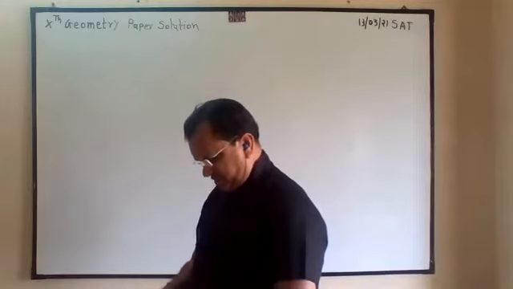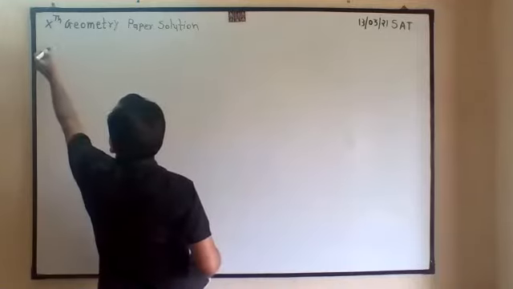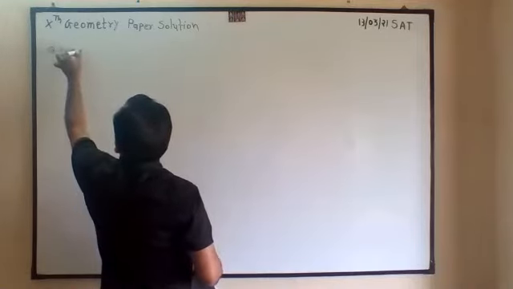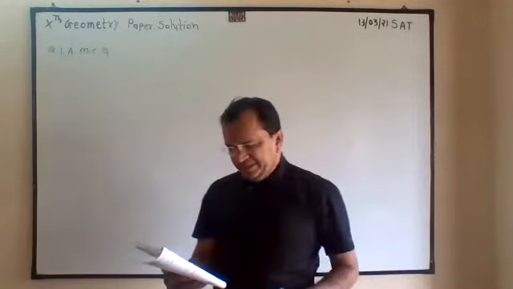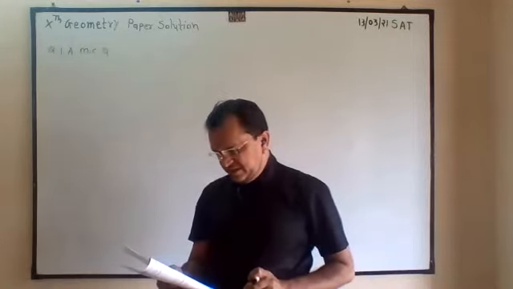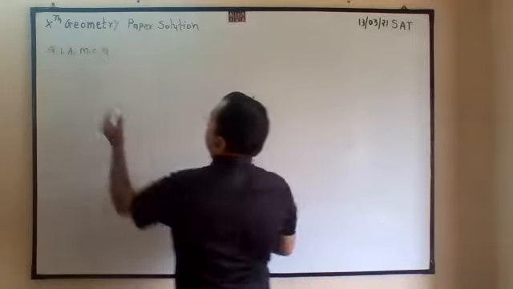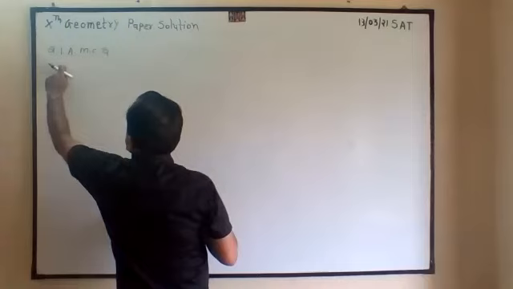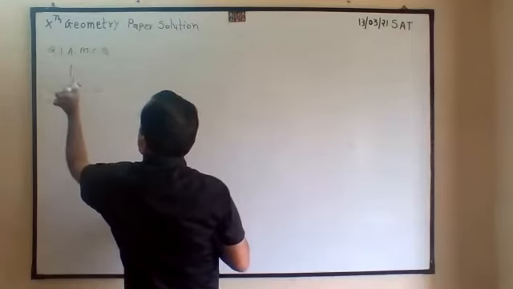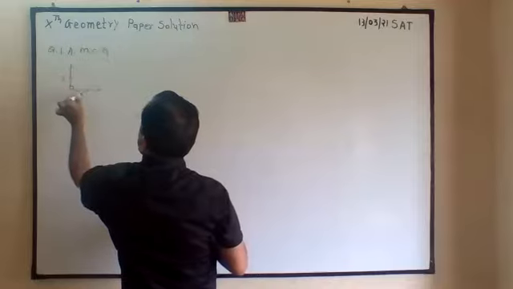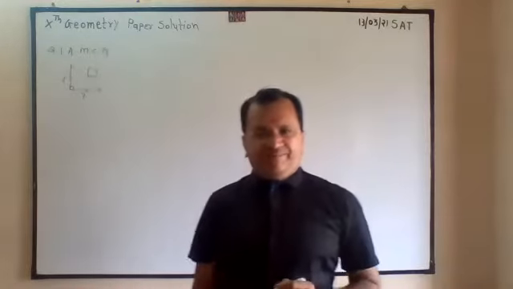Question number 1A, geometry. Question number 1A, MCQ. Side of an isosceles right angle triangle is 7. Find the hypotenuse. Isosceles right angle, this is 7, 7. This is the question. By two ways you can find, by Pythagoras.